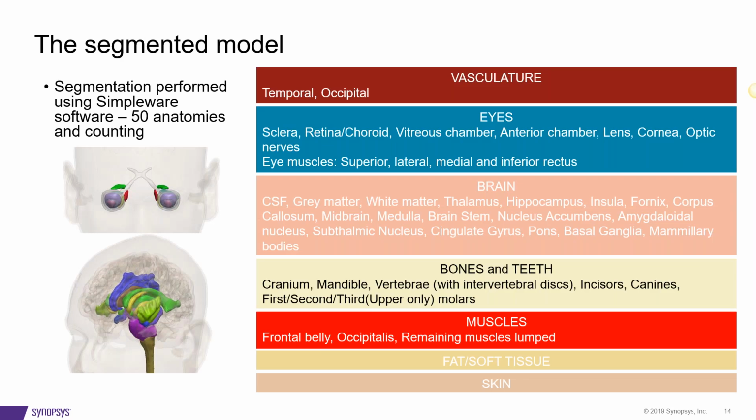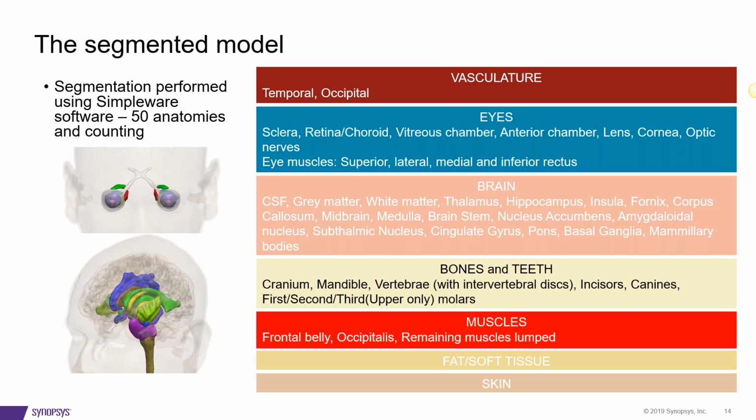This data was then taken into Simpleware and segmented quite extensively to produce at the current stage around about 50 anatomies, although there is certainly room for more there. And this includes many structures of the eyes and the brain, but yes, there is certainly potential to add more to the model as well.